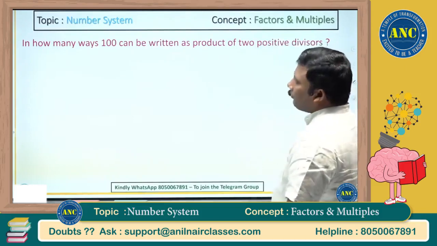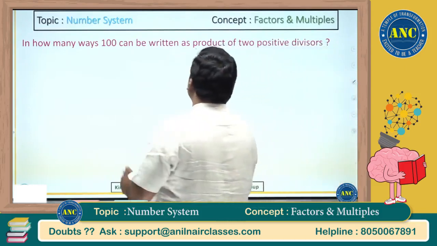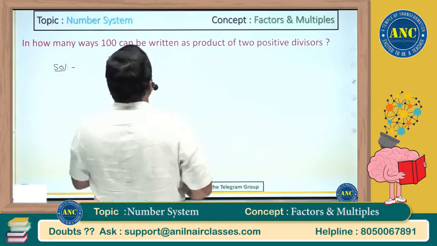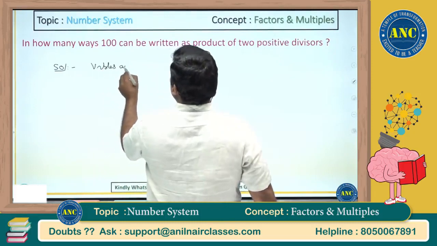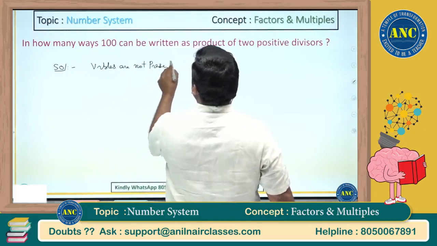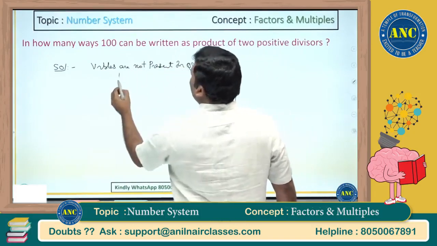Next question. In how many ways can 100 be written as a product of two positive divisors? Divisor is factor. Again, variables are not present in the question. If variables are not present in the question, then it is an unordered pair.